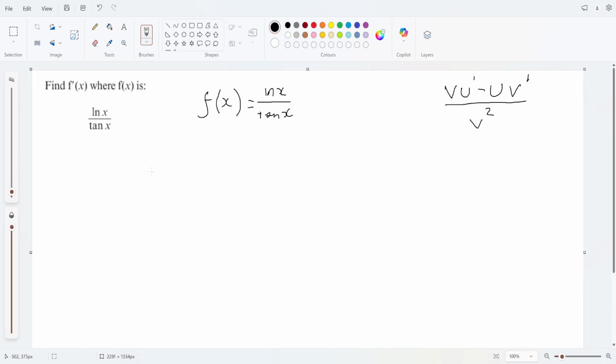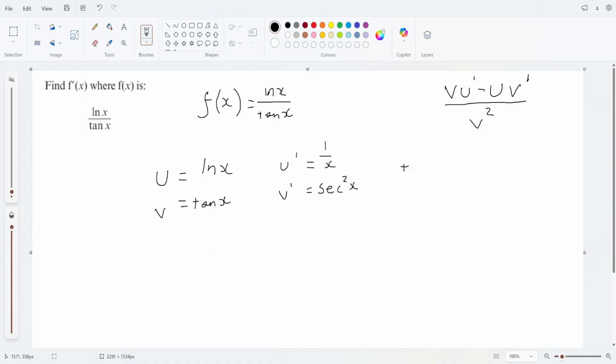Okay, so this one is a bit more challenging, but hopefully it should still be understandable. So first of all, I'm going to put it into my u's and v's. u is always going to be the numerator, so in this case it's ln x, and v is going to be tan x, because that's the denominator. Then we differentiate both of these. So u dash is going to be 1 over x, and v dash is going to be sec squared x. If you don't know this, then it is in the formula book, so you can just check that if you're stuck.